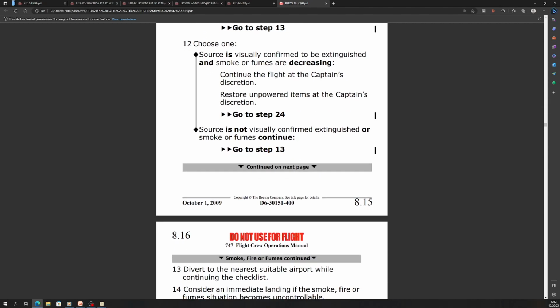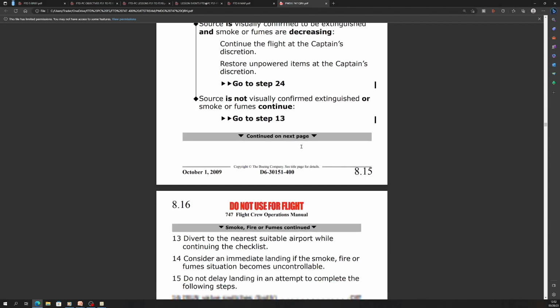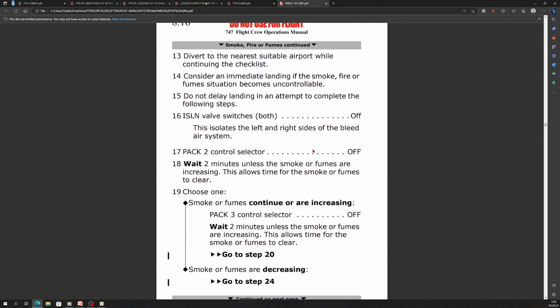Smoke is not visually confirmed. Go to step 13. And then 13 says, divert to the nearest suitable airport while continuing the checklist. So we advise ATC, we declare Mayday.